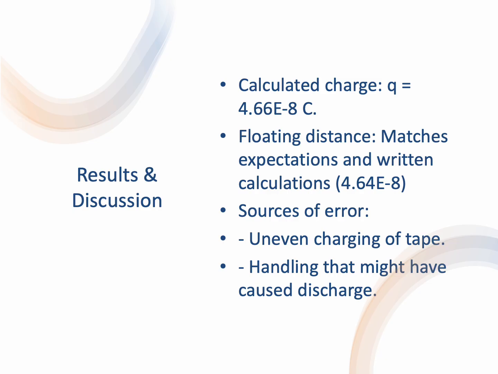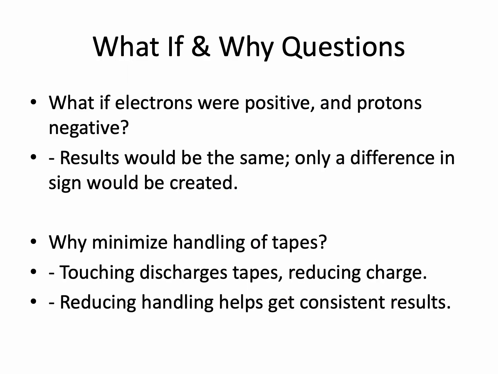So our observations matched the model, and we got a charge of about 4.66 e-8, and this matched roughly with the charge that we calculated of about 4.4 e-8. Any sources of error may have been due to an uneven charging of the tape, and handling might have also caused unwanted discharge of charge. If the electrons were positive or the protons negative, the results would in fact be the same, and the only difference would be a swapping in the signs throughout some of the calculations. We want to minimize the handling of the tapes because touching by a neutral object can cause discharge to happen, which would reduce the charge and decrease the effect that we see in the floating later in the experiment.